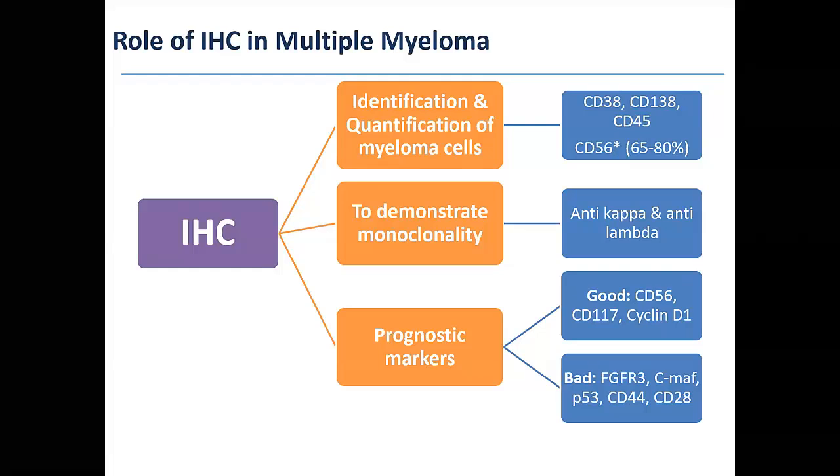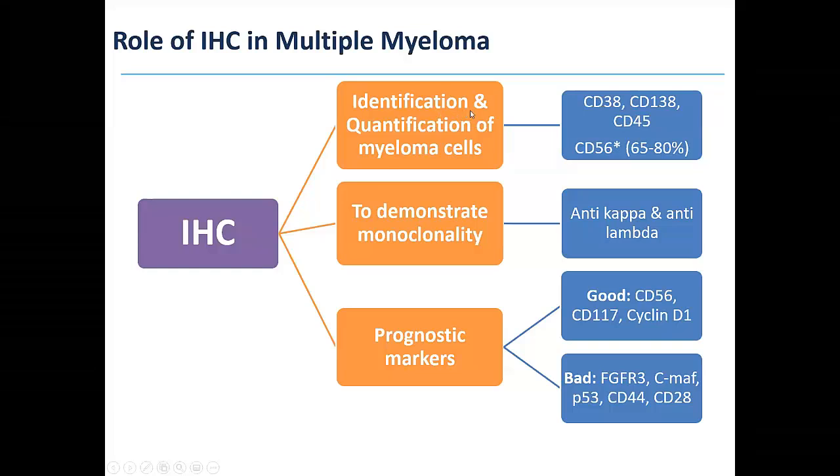So what is the role of immunohistochemistry? Number one is identification and quantification. How many plasma cells are present? Because the aspirate may be a dry tap because of marrow necrosis or because of marrow fibrosis, or it may be a faulty technique. So what we do is we do CD38, CD138. About 2/3 of the cases are CD56 positive also, and that is an indication of malignancy.